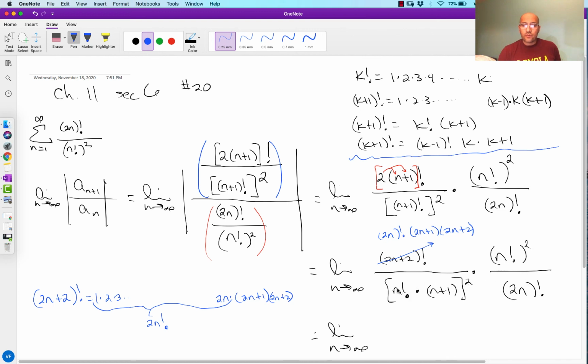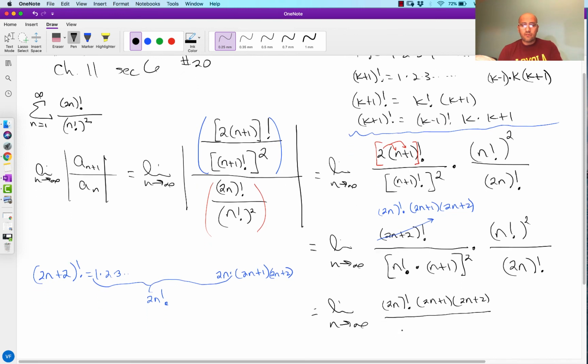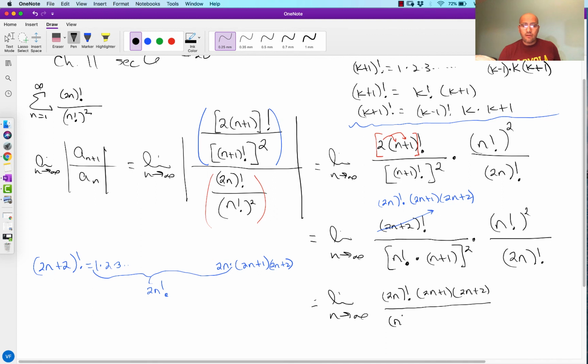This 2 can distribute, so I can simplify it this way. I'll have (2n)! times (2n plus 1) times (2n plus 2), divided by, and then down here, this can be (n!) squared, and then (n plus 1) squared, times, and then this guy is (n!) squared, and this guy is just going to be (2n)!.